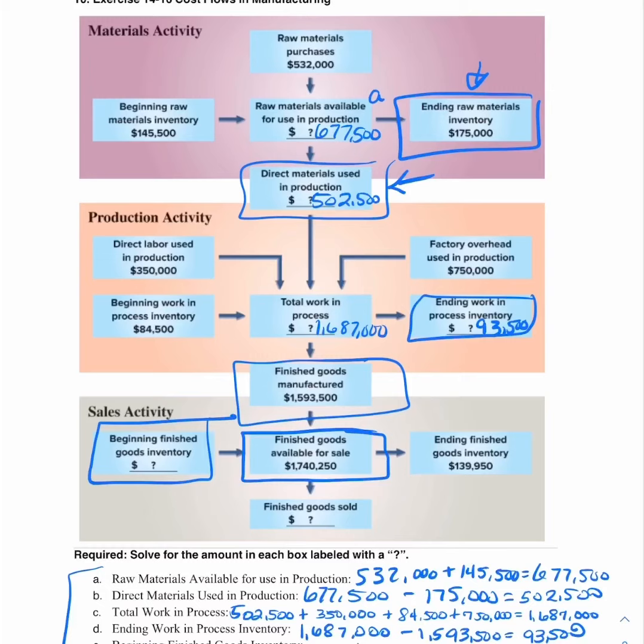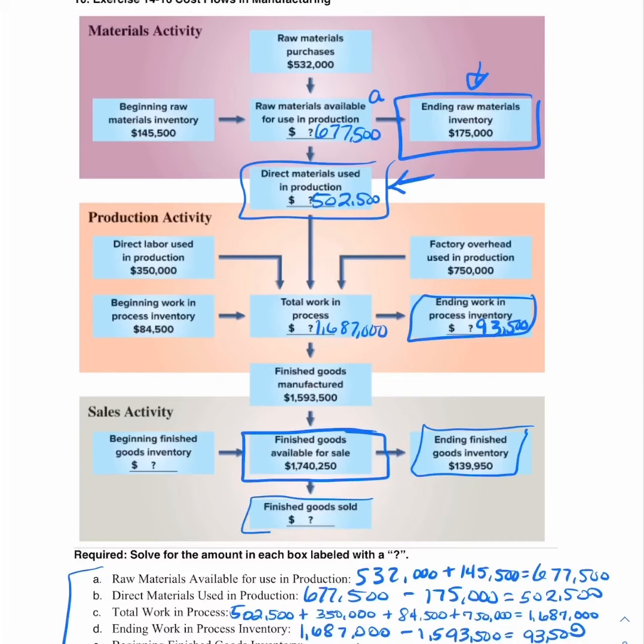Now finally, just as we've done on many of the others, I see that I've got this $1,742,50. Part of it went to ending finished goods, so how much of it went to finished goods sold, or what we would normally call cost of goods sold? Well, that's going to be my $1,742,50 minus $139,950, which will come out to be $1,600,300. So $1,600,300, and here we had $146,750. And so that wraps up this question for us.